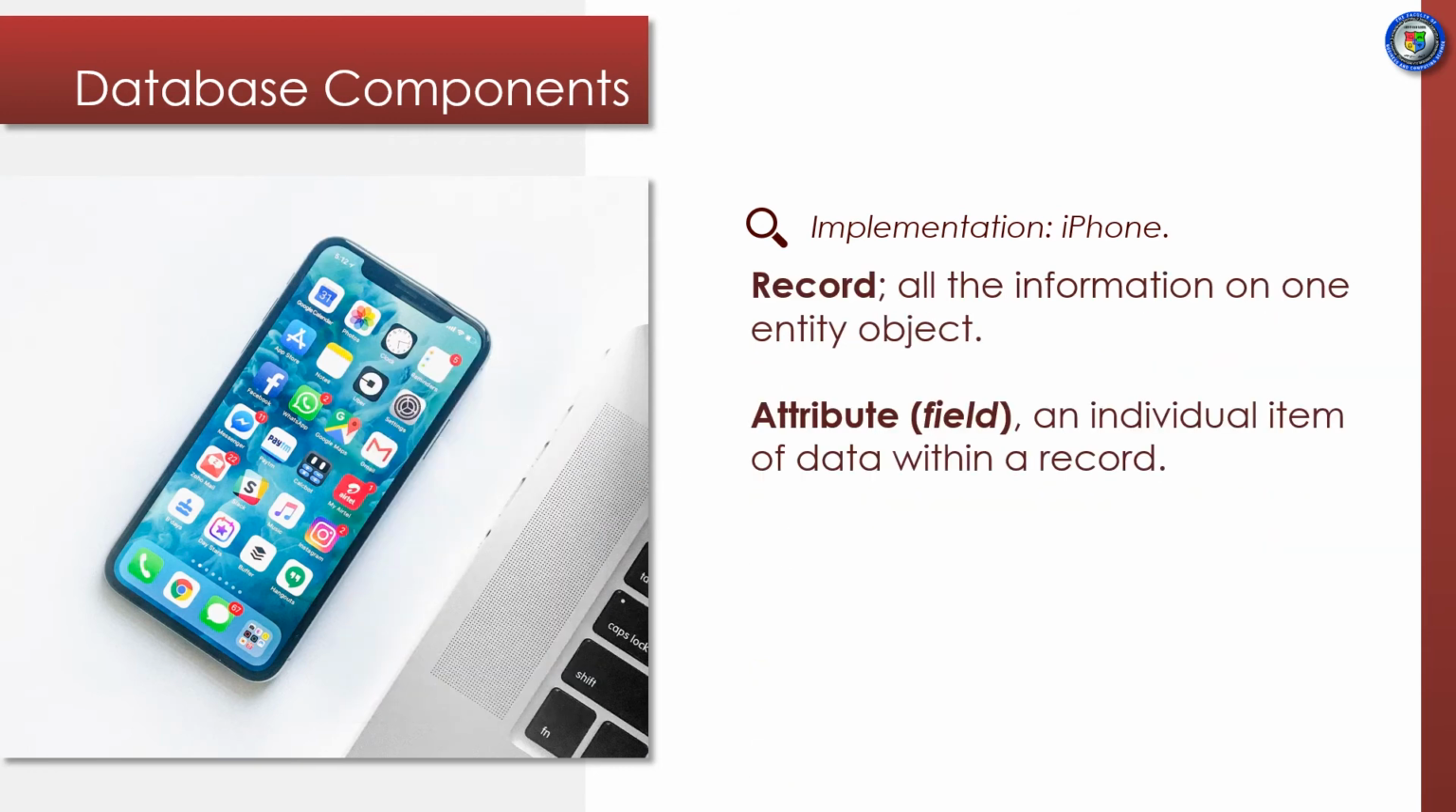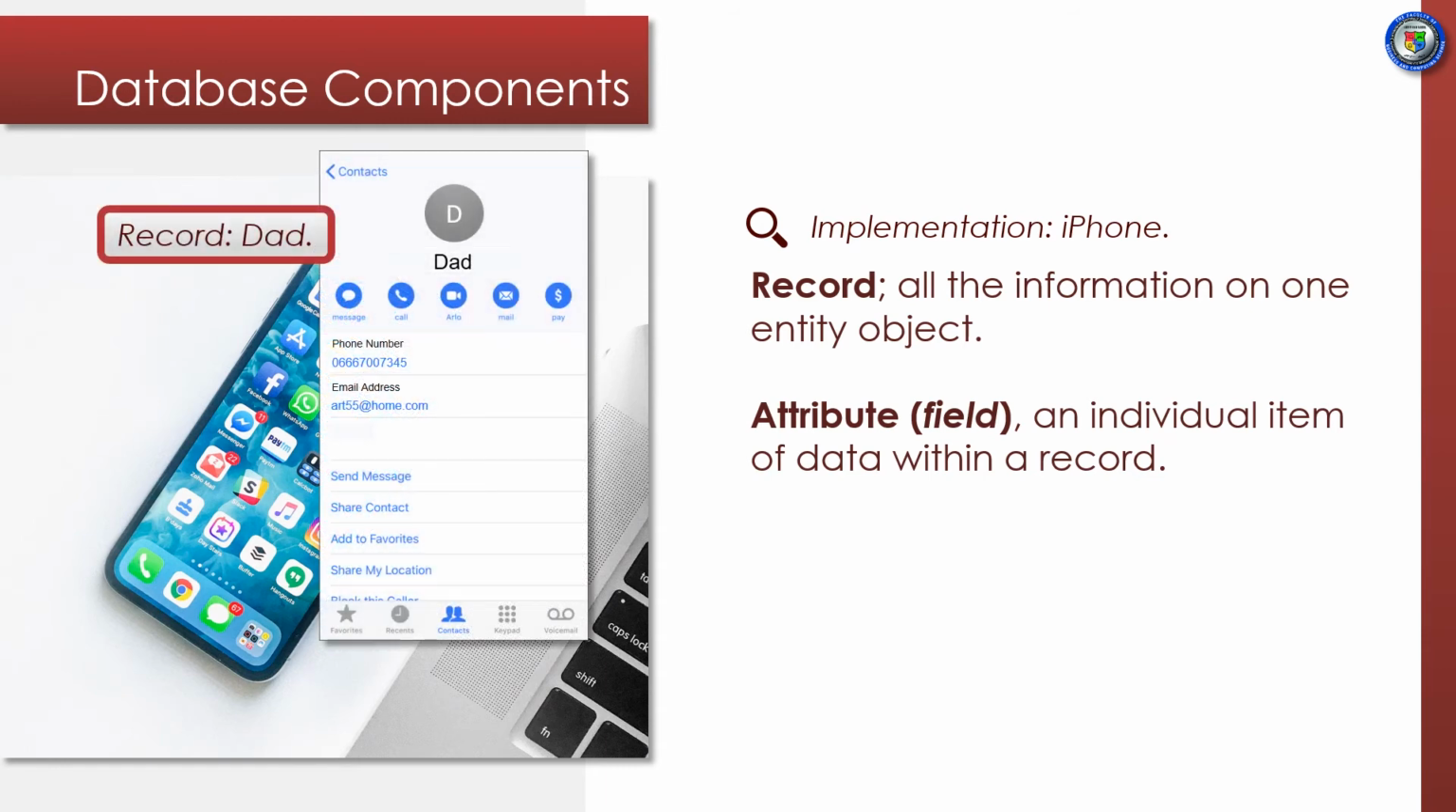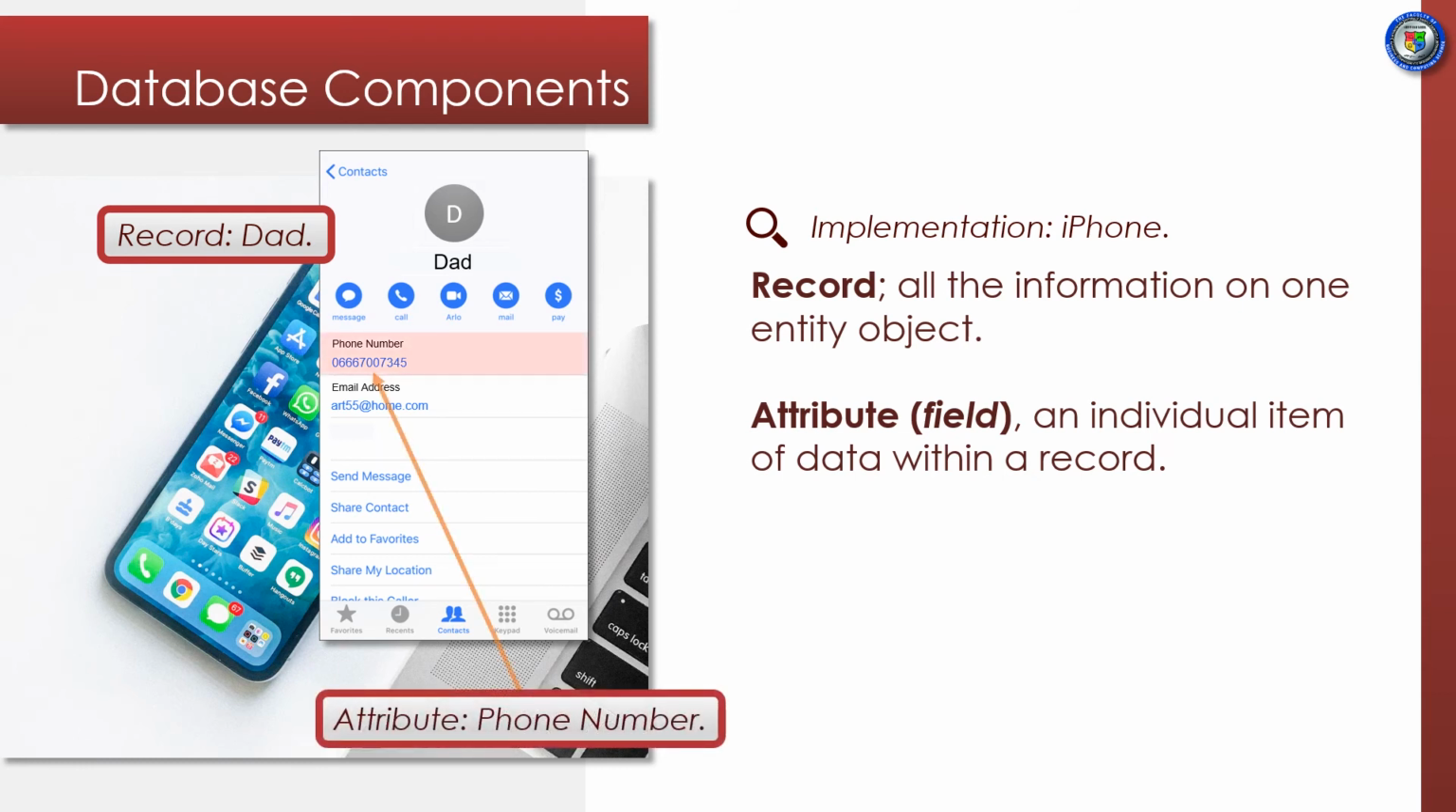Within our contacts entity, we would have records. And in this case, we have a record for Dad. And that's Dad's contact information or Dad's record. And once again, those records have attributes or fields of information contained within them. An example of this would be the phone number in Dad's record.